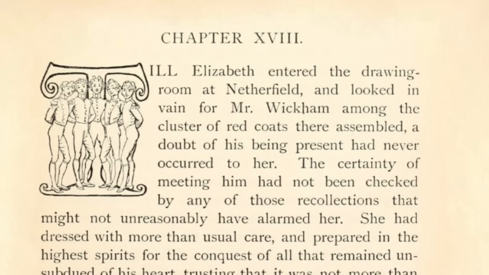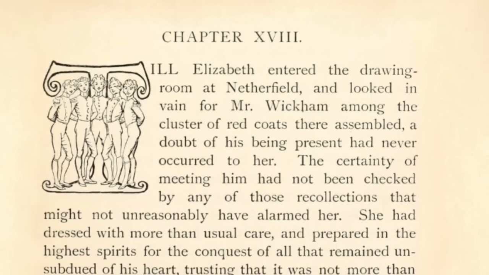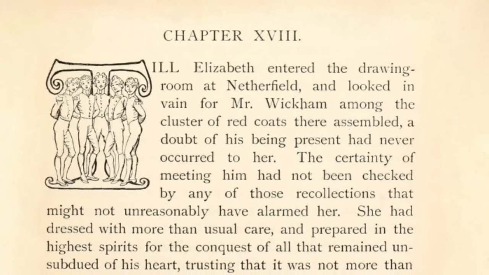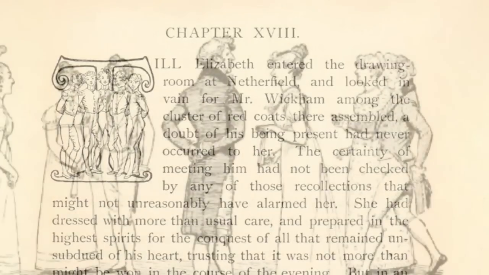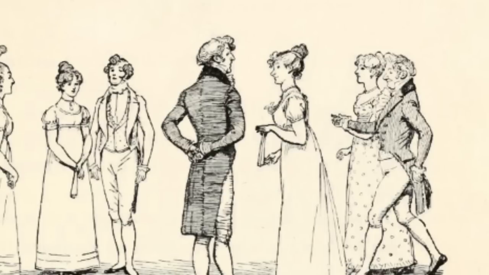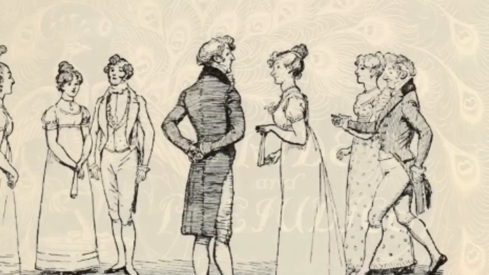And there's a great deal to talk about here in chapter 18. Primarily at the ball, Elizabeth is asked to dance by Mr. Darcy. And during the dance, she has a conversation with Mr. Darcy, which is rather tense, rather cold. But Darcy suggests here that he has always tried to be impartial. And Elizabeth is taken aback by this. She says, "Are you serious in what you're saying?"